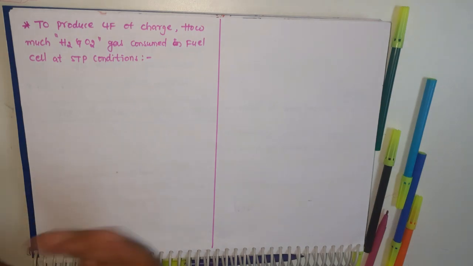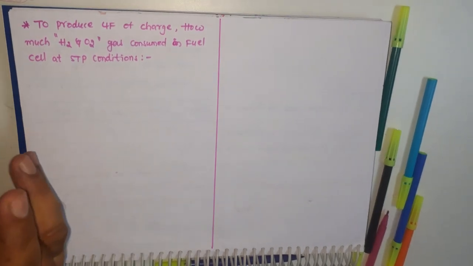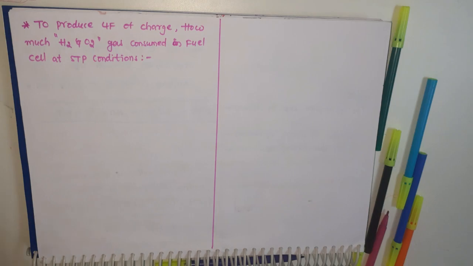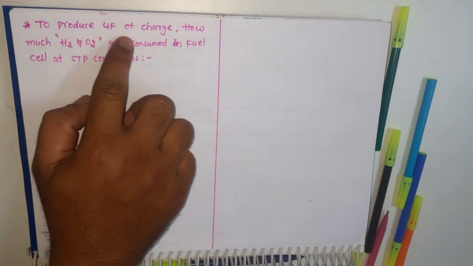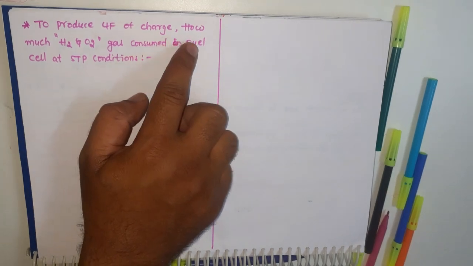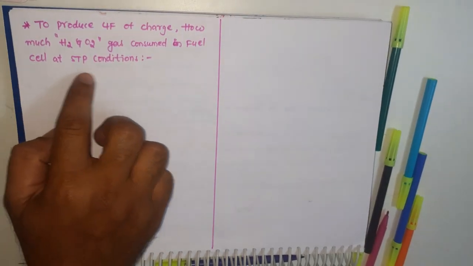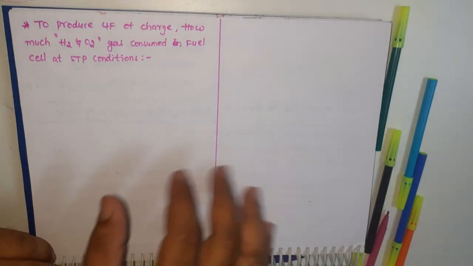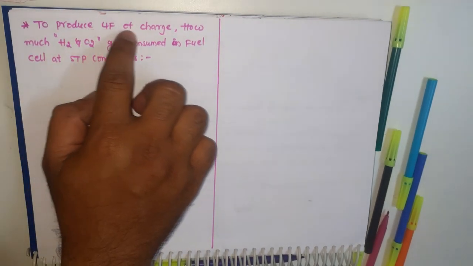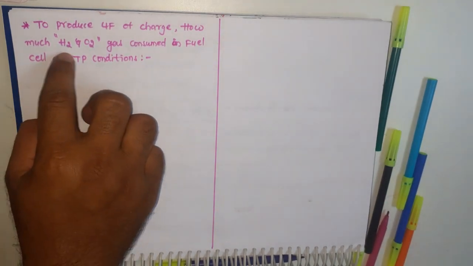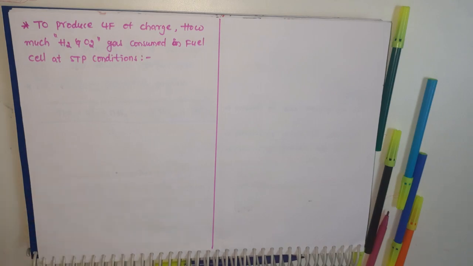Today we are going to learn one excellent trick to easily do fuel cell problems. What is the problem? To produce 4 Faradays of charge, how much amount of H2 and O2 gas is consumed in a fuel cell at STP conditions? How much charge do we want to produce? 4 Faradays. We need to find how much H2 and O2 gas is consumed in the fuel cell.